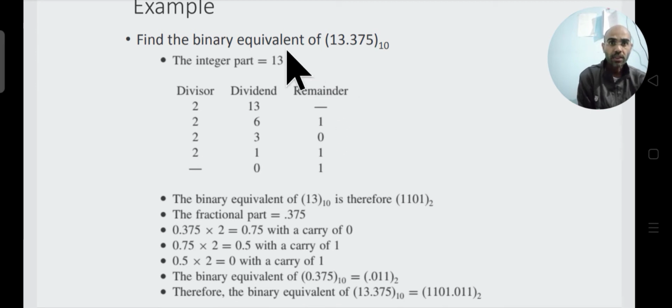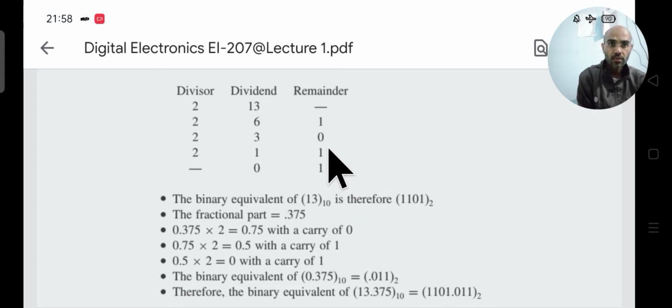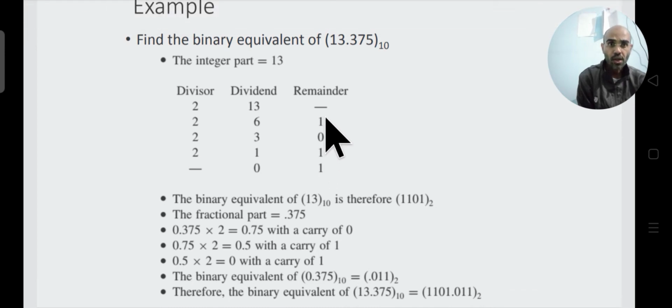So the binary equivalent of 13 will be 1, 1, 0, 1. So 13 will be represented in binary as 1, 1, 0, 1. This one becomes the MSB and this one becomes the LSB. So we have to note it down in the reverse order.